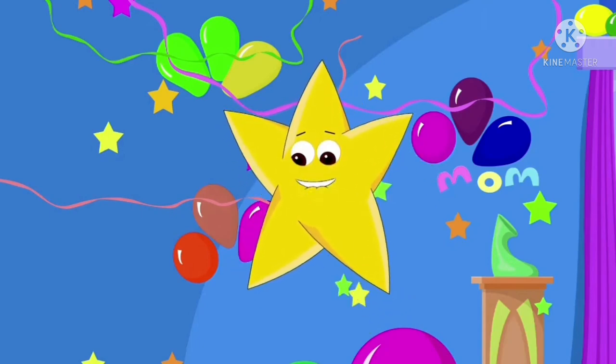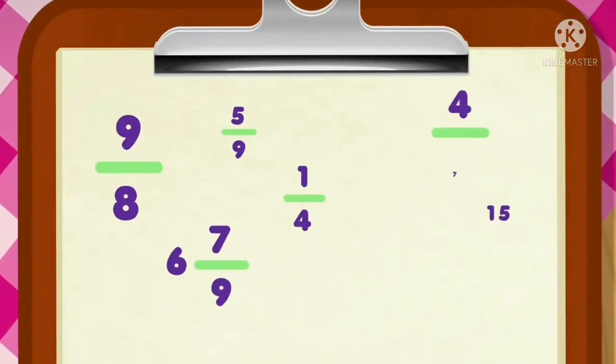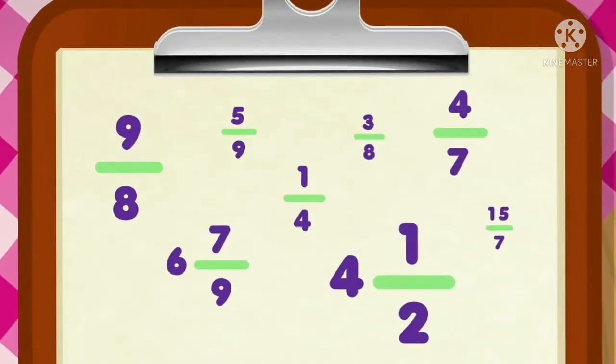Actually, there are several types of fractions. Let me explain it to you. There are different types of fractions. Let us learn about these fractions.